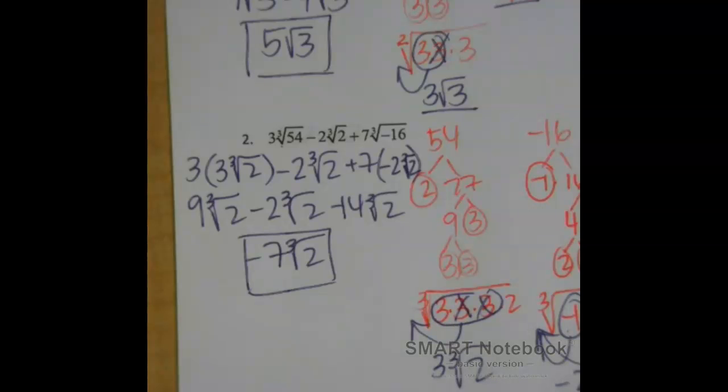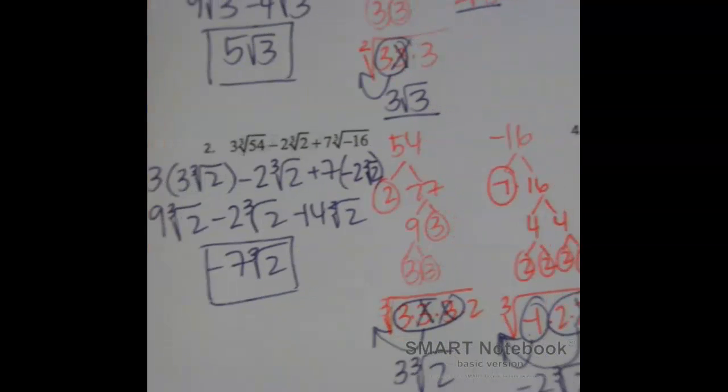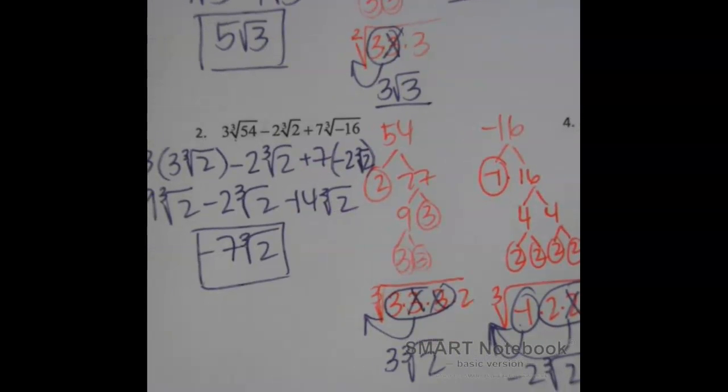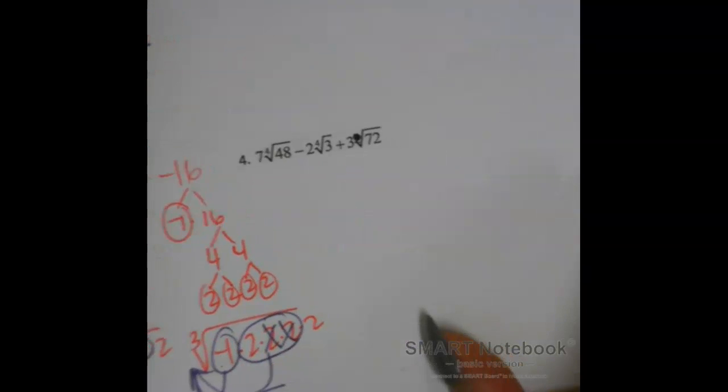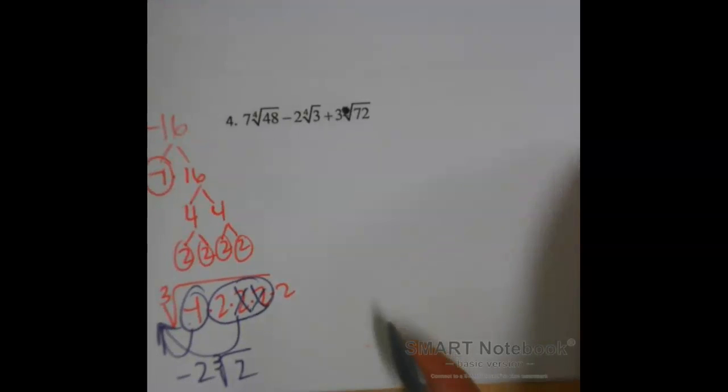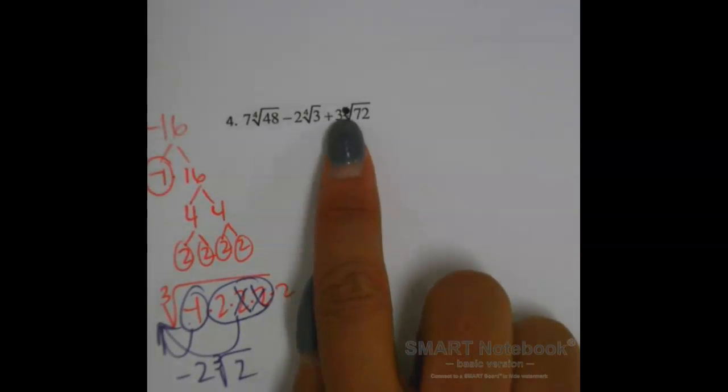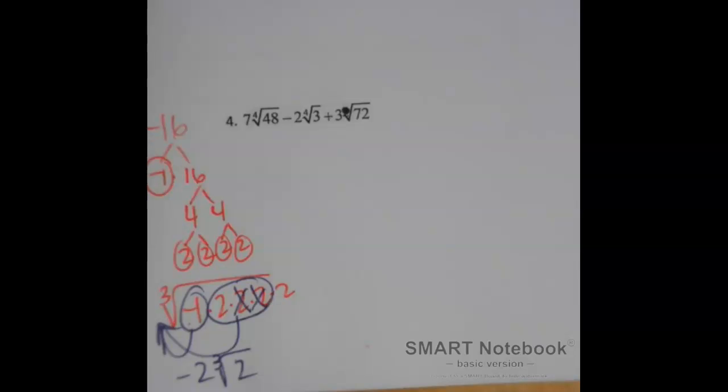For number 4, same thing. I am going to have to simplify first, unlike the last question. Well, before I move on, are there any questions on number 2? All right, for this last question, number 4, we're going to do the same thing. Remember, 72 is the square root, not the 4th root. So make sure that's a square root symbol, so ignore that 4.